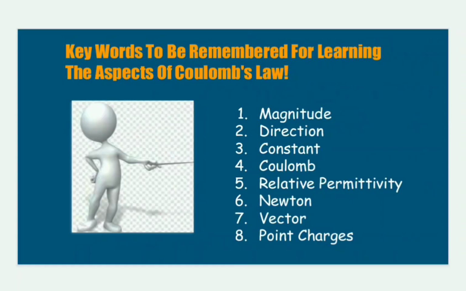So vector, remember the word vector. In the eighth point you remember the word point charges. So if you can memorize these keywords, you will not miss any points. Easily you can write it. Okay. So that's all about it. So far we have discussed what are the 8 different aspects of Coulomb's law. I think you might have got some clear picture regarding that now.